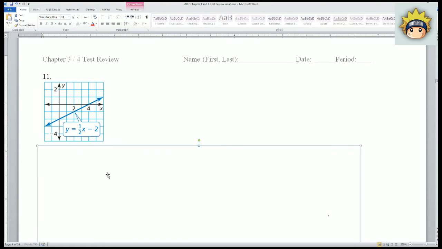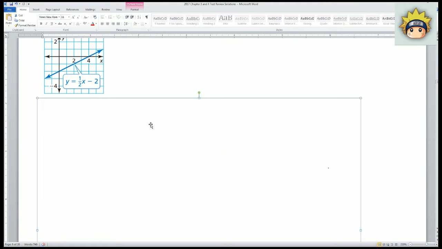Alright, let's just make a guess on where you think the intercepts are. It looks like the y-intercept is at (0, -2), and it seems like it intersects the x-axis at 1, 2, 3, 4, so (4, 0). Let's see if that is correct.